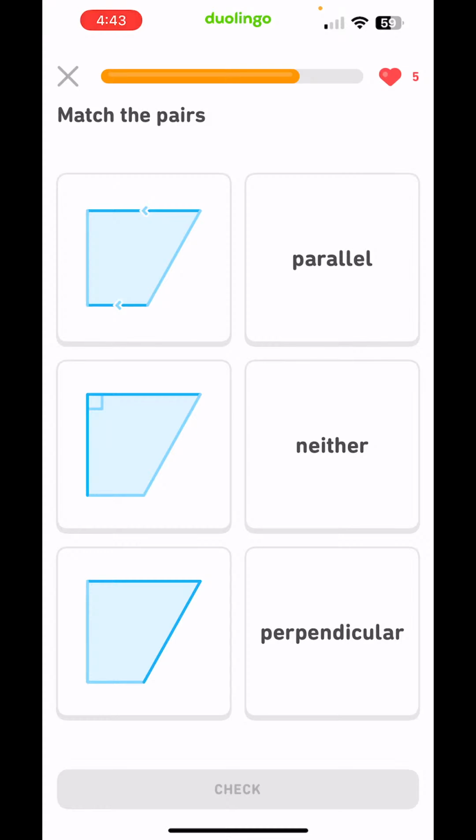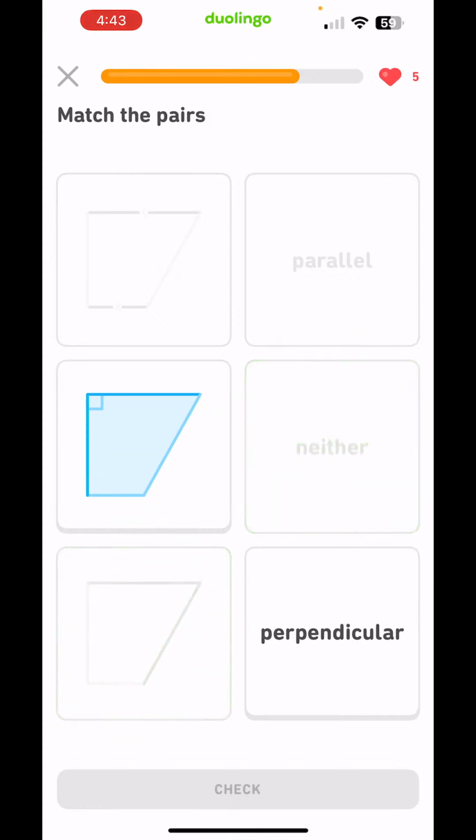Okay, so parallel lines, we know that would be the trapezoid, right? Neither, I guess, would be this one down here. And then perpendicular is this one with the 90-degree angle.